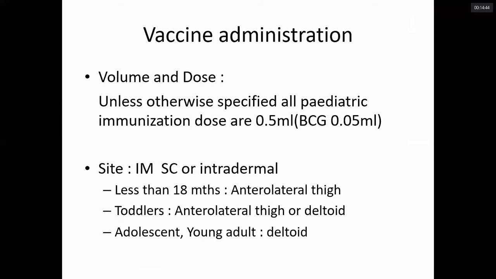Sites of vaccine administration. All vaccine doses are 0.5 ml, except BCG, which is 0.05 ml. They are administered intramuscular, subcutaneous, or intradermal. For intramuscular in children less than 18 months, we give in the anterolateral aspect of thigh. For toddlers, anterolateral aspect of thigh or deltoid. For adolescents and young adults, we give in the deltoid.